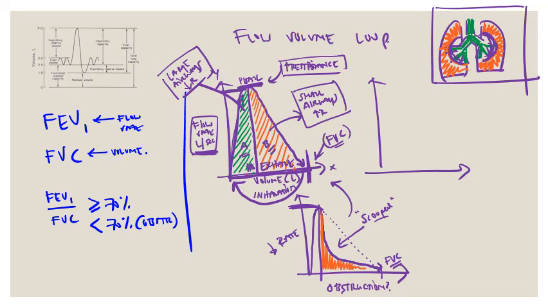So to summarize it, it has a scooped appearance due to elevated resistance from airway collapse. And then we inhale and start it all over again. And the inhalation is typically equivalent to that of a normal flow volume loop. So what about restrictive lung disease?